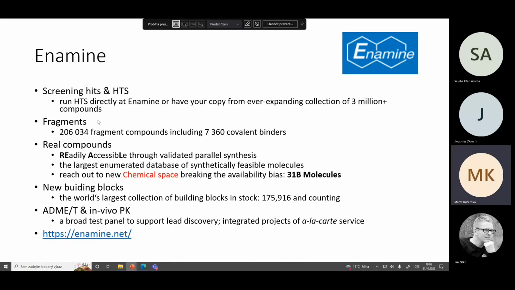They also offer fragment compounds. You know, the low molecular weight compounds up to 150 or to 200. And they have a collection of REAL compounds. They are actually not real, but the REAL name is derived from readily accessible through validated parallel synthesis. So this is an enumerated database, but the compounds should be synthesizable.